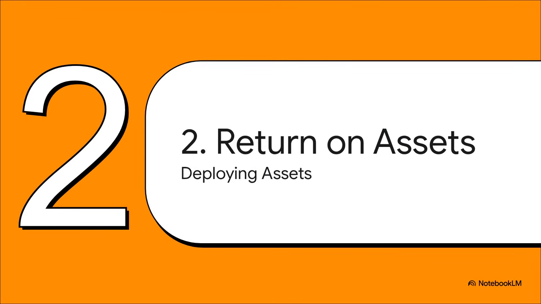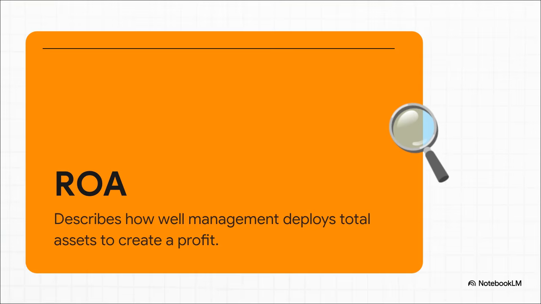Moving right along to Section 2, return on assets, or deploying assets for profit. Let's narrow things down a bit and see how this builds into our next metric. ROA describes exactly how well management takes their total assets and turns them into a profit. You can think of this as your overall operating return. ROA doesn't really care whether you funded the company by taking on debt or issuing equity. It just looks at the giant pile of assets the company has and asks, hey, how much profit did this pile generate? By the way, this is also a core foundational piece of the famous DuPont model.